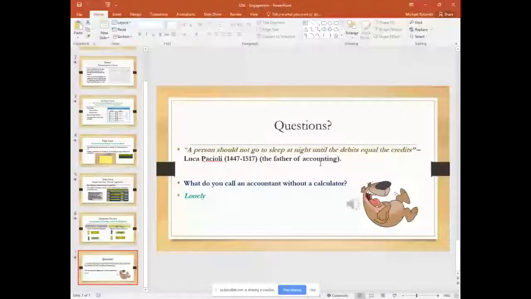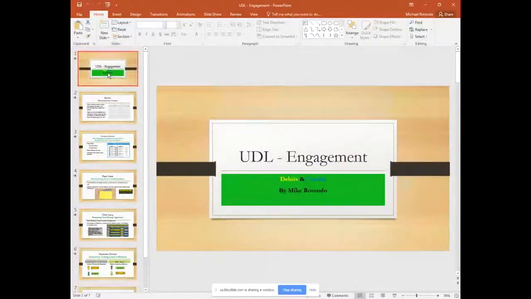When it comes to the UDL engagement principle, I thought it would be good to look at how I'm teaching debits and credits. That is definitely one of the more challenging areas for beginning accounting students. So in looking at the kinds of things I've run into, I have found that many of our students, beginning accounting students, have difficulty understanding these issues.